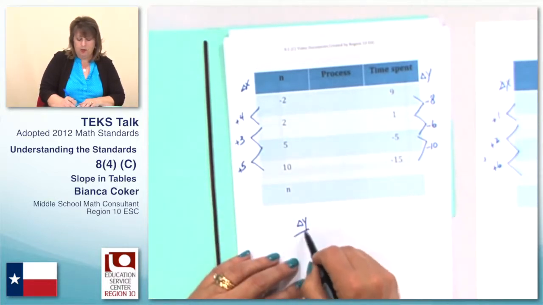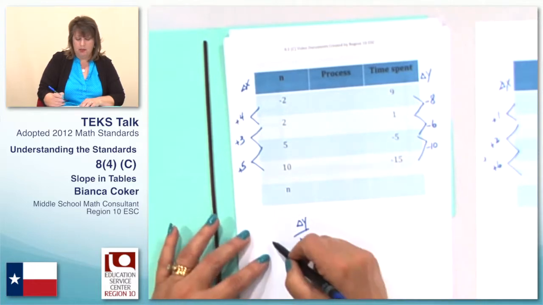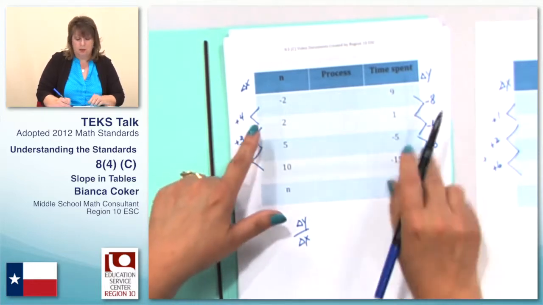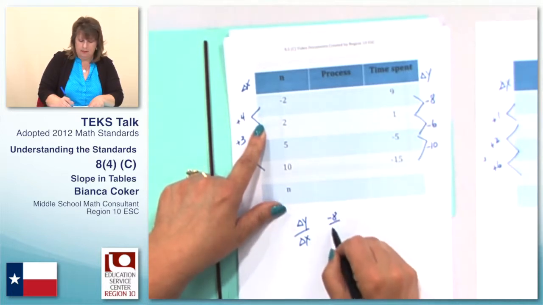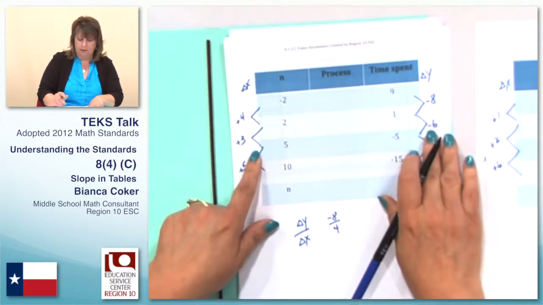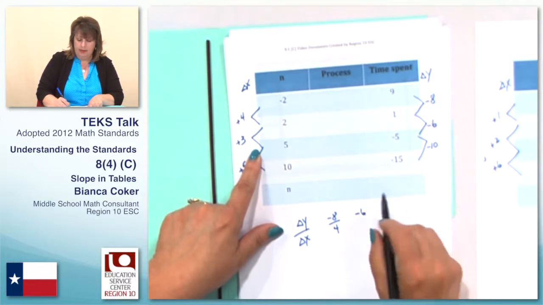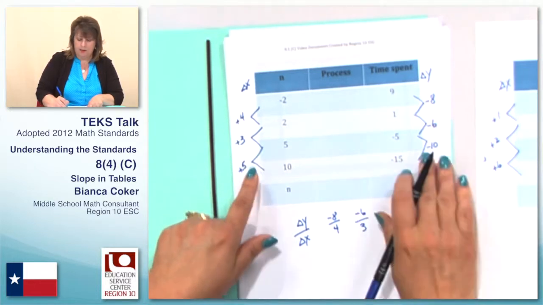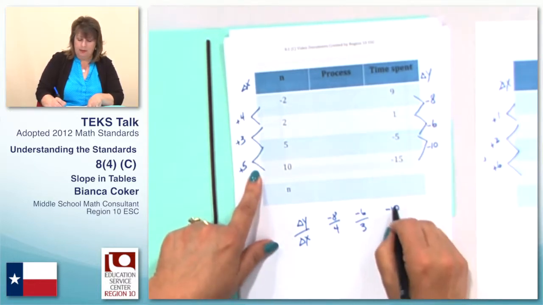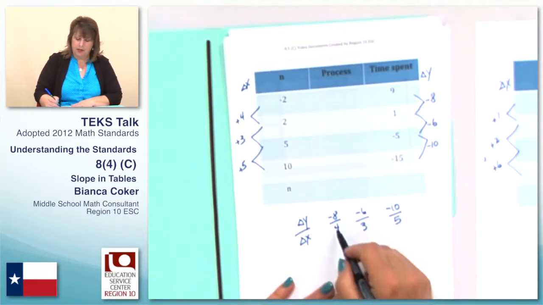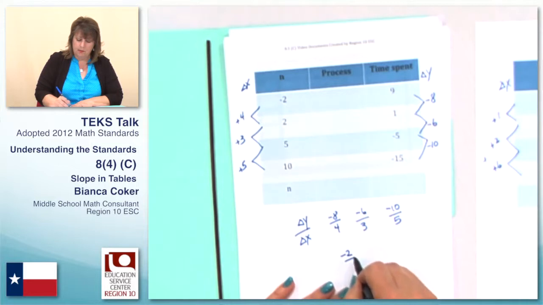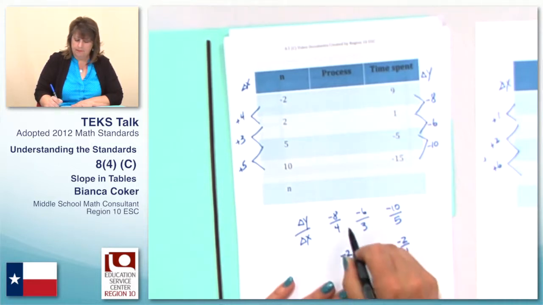And so now we're going to check our change in y to our change in x ratio, which should be our slope. So we have negative 8 divided by positive 4. We have negative 6 divided by positive 3. And we have negative 10 divided by positive 5. Now if we simplify each of these ratios, we'll end up with negative 2 each time.